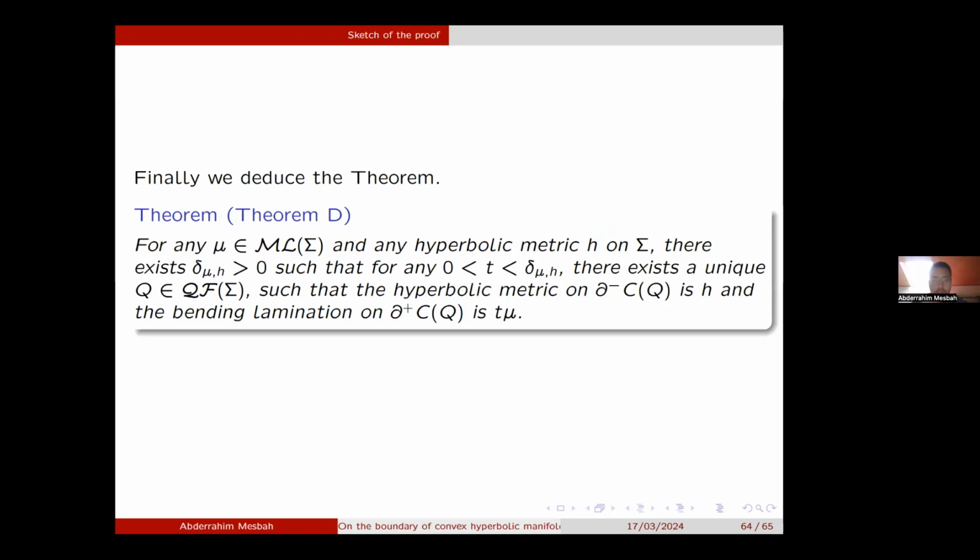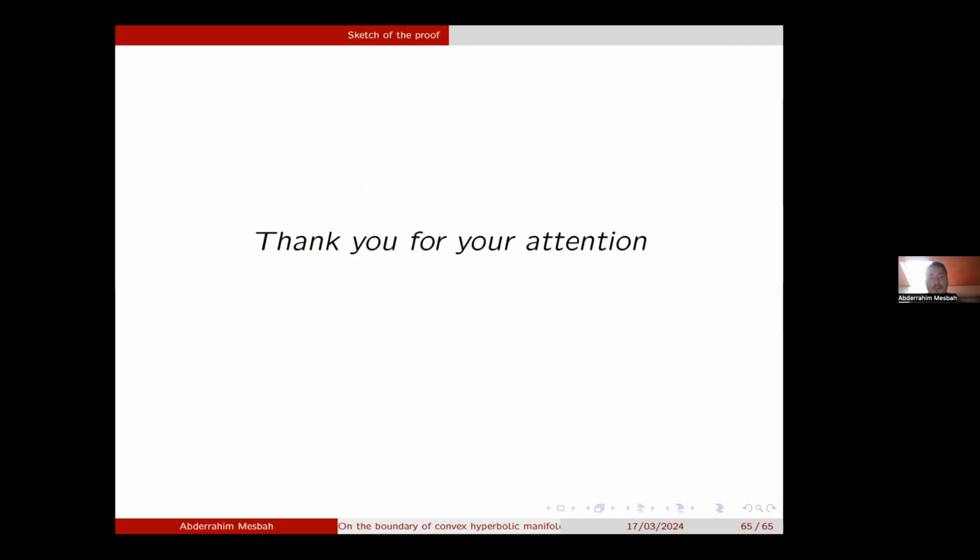From all of this, we deduce this partial uniqueness theorem: when we take a measured lamination mu and a hyperbolic metric H, and we ask the lamination to be small enough, that is, we multiply the lamination by some t smaller than this delta mu h, then there exists a unique quasi-Fuchsian manifold that realizes H as the induced metric on one side, and realizes t mu as the bending lamination on the other side. So that's all I wanted to say. Thank you for listening.